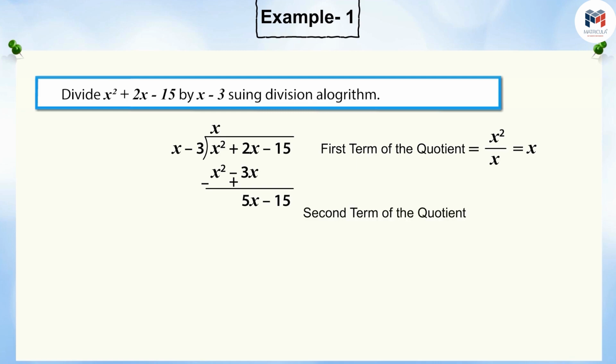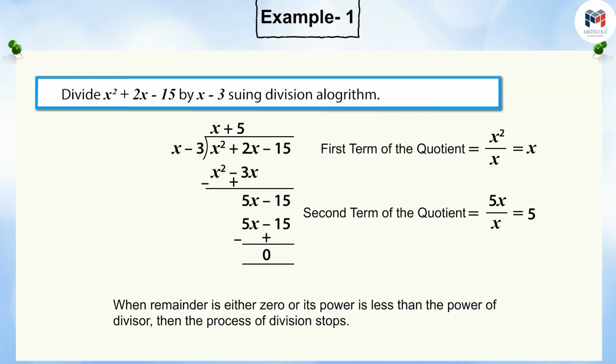To get the second term of the quotient, divide the highest power term in the new dividend, that is, 5x by the highest power term of the divisor, x. By doing this, we get the second term of the quotient, 5. Multiplying the divisor by this quotient and subtracting it by writing it below the new dividend will give the remainder 0. You must remember that when the remainder is either 0 or its power becomes less than the power of the divisor, then the division process stops. Hence, the process of dividing ends here.